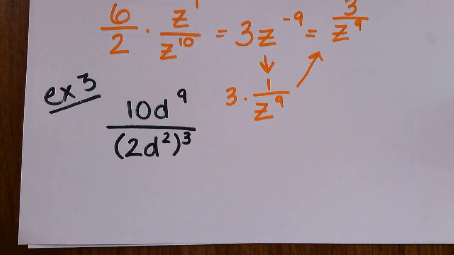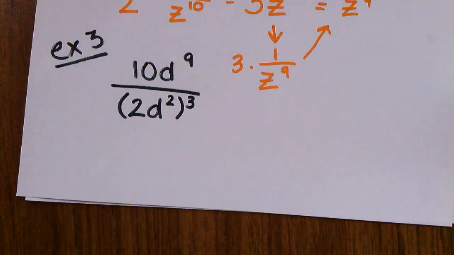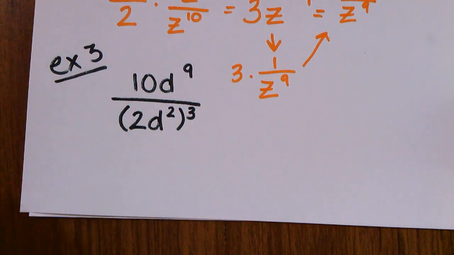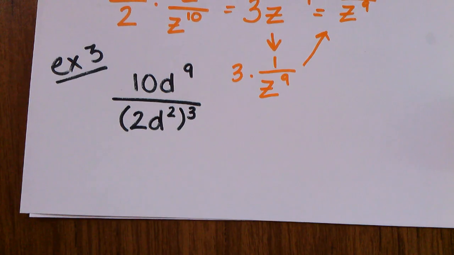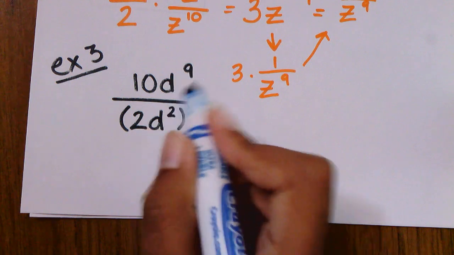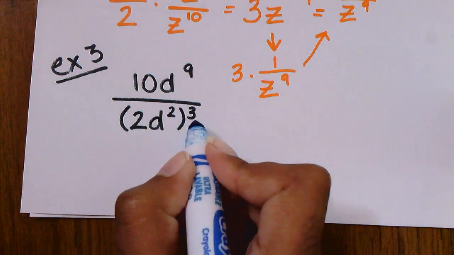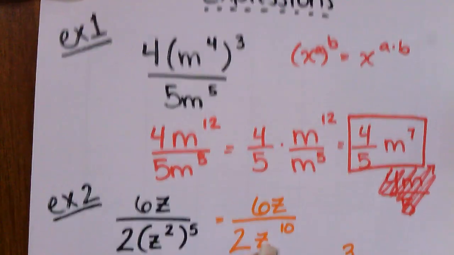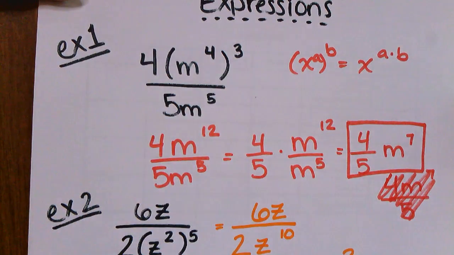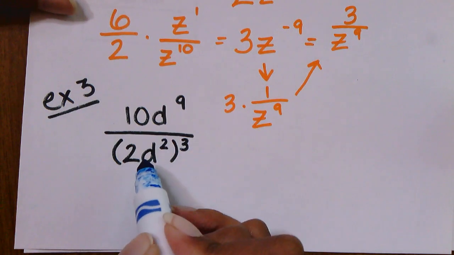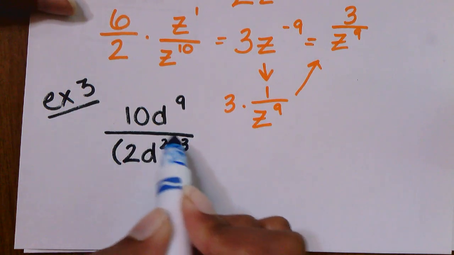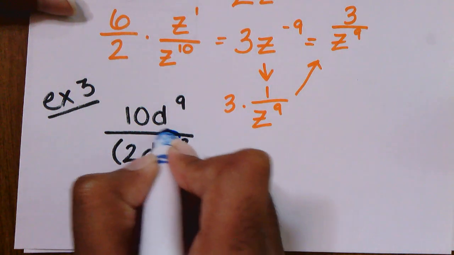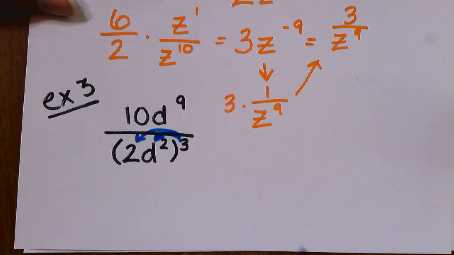And let's take a look at this last example. We have 10d to the 9th power over 2d squared, all of that to the quantity cubed, or to the 3rd power. So I'm going to focus on our denominator. There's not much that we can do in our numerator. But in our denominator, it's important to notice that this time the 2 is inside the parentheses. The coefficient is inside the parentheses, whereas with this one it was on the outside of the parentheses, and same thing with this 4 in our numerator. Because it's on the outside of parentheses, that means that everything in the parentheses is getting cubed. So we have to distribute the 3 to both of those terms, to the 2 and to the d squared.